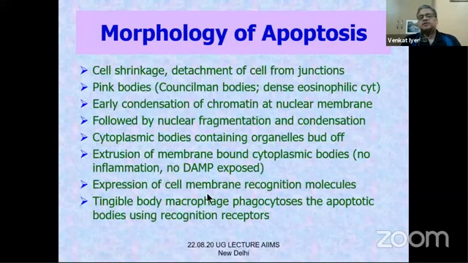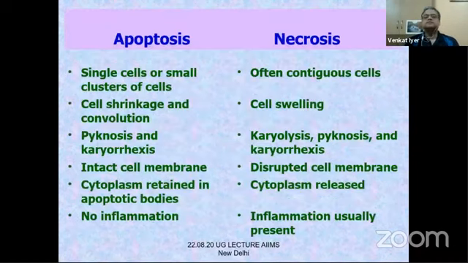Additionally, there is expression of cell membrane recognition molecules which attract macrophages, and in lymph node you call them tingible body macrophages, because in lymph node apoptosis is very common. All the self-reacting or not very high affinity lymphocytes are removed by apoptosis, and are immediately phagocytosed by these tingible body macrophages, which reside in the lymph node all the time, and they use these recognition receptors.